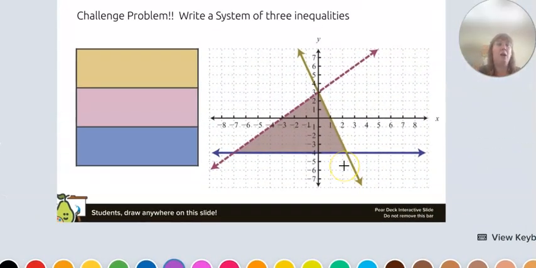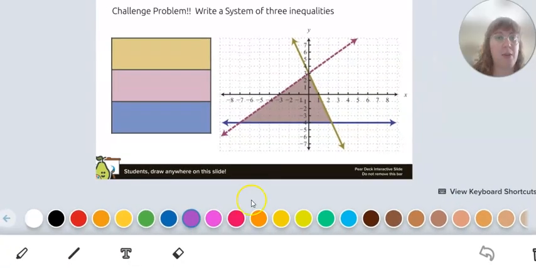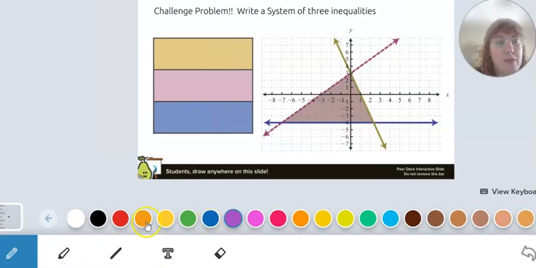Ooh, challenge problem. Write a system of 3 inequalities. So we have 3 inequalities here. Notice the only part that's shaded is where it intersects with all of the lines. So we're going to have to take this one at a time. I'm going to zoom out a little bit. Okay, so let's look at this beautiful mustardy color first. I love that color. I'm going to use orange.